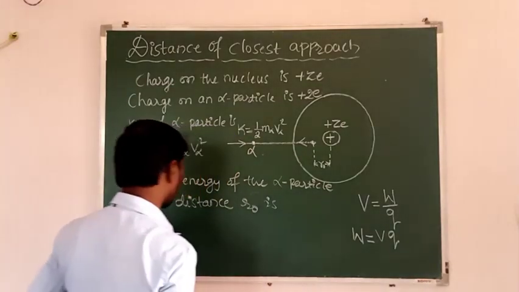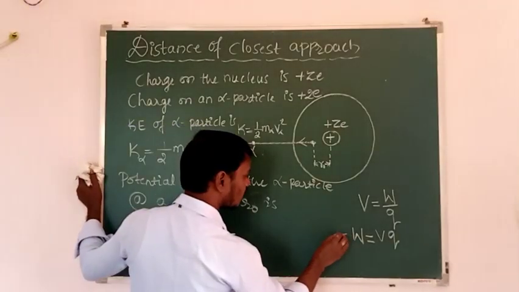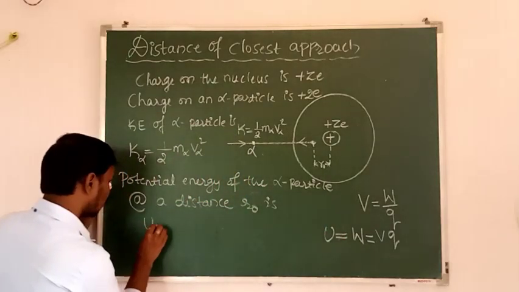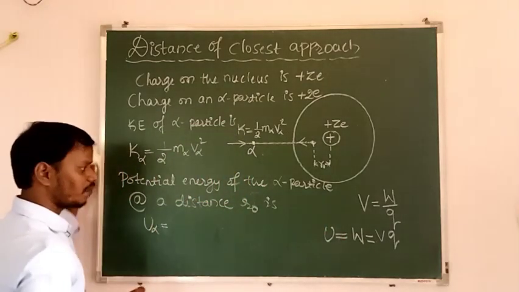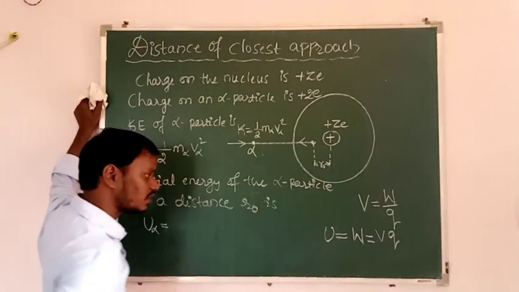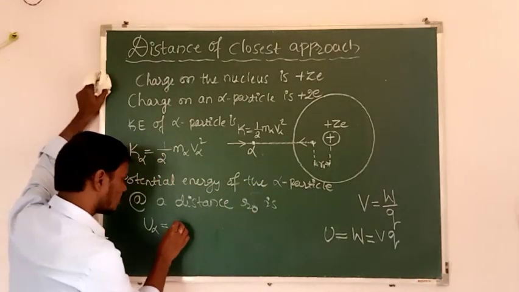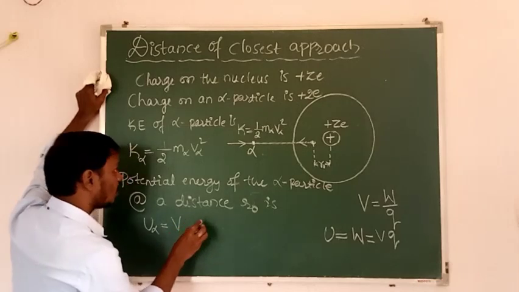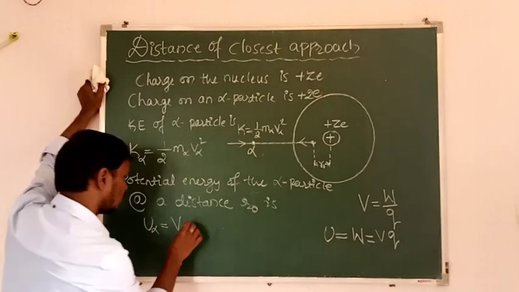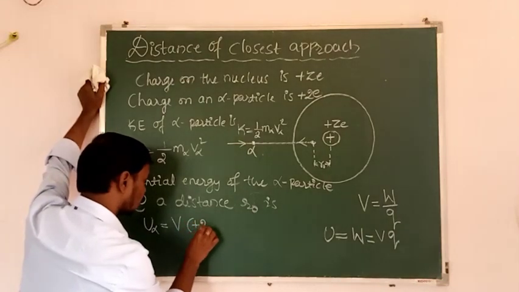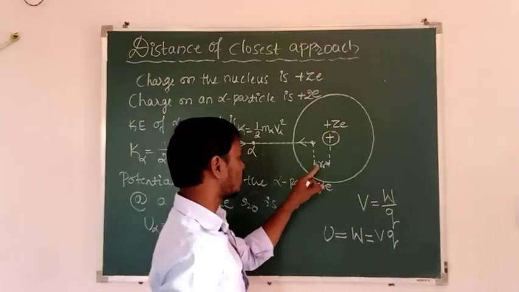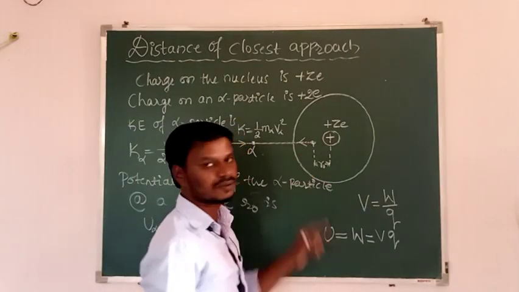Then I will write this work as nothing but the potential energy here. Then U alpha is equal to the potential energy of the alpha particle at the distance of closest approach. That is V into the charge on the alpha particle, because the alpha particle is the test charge, into plus 2e. Then what is V here? The potential at the distance r0 due to the nucleus.